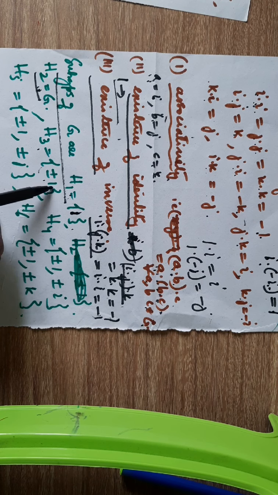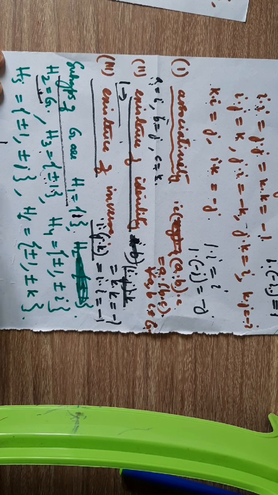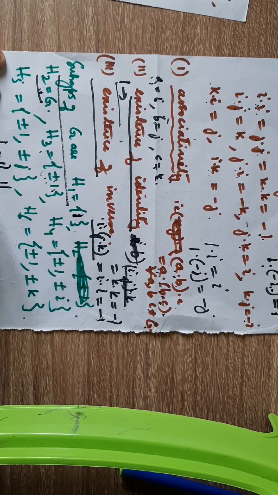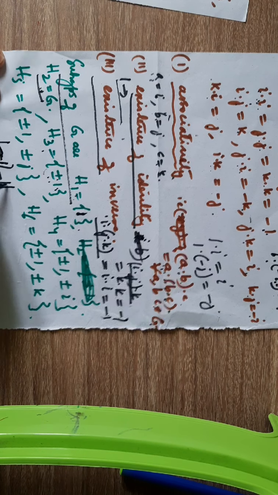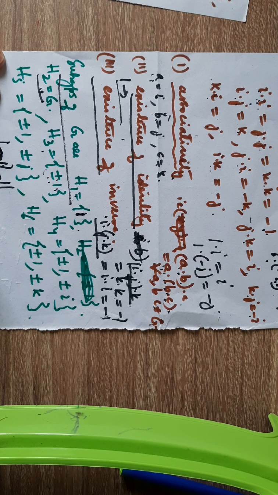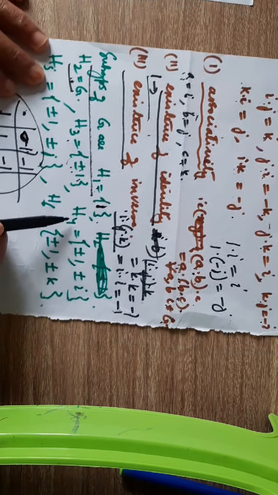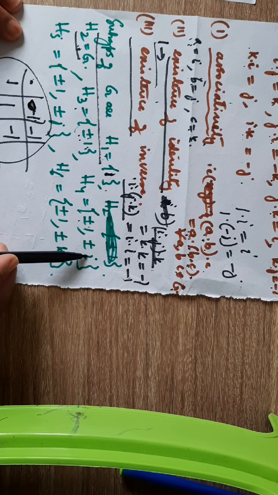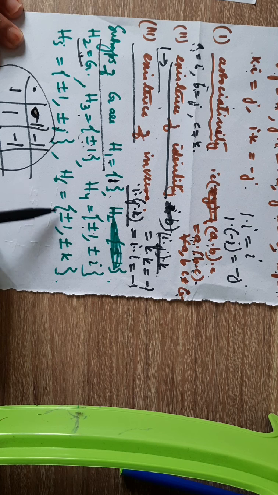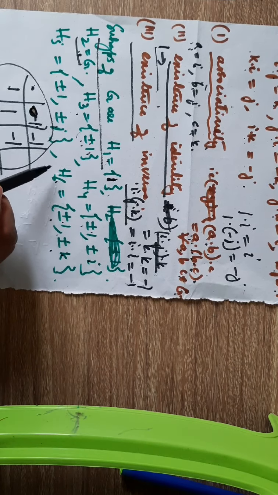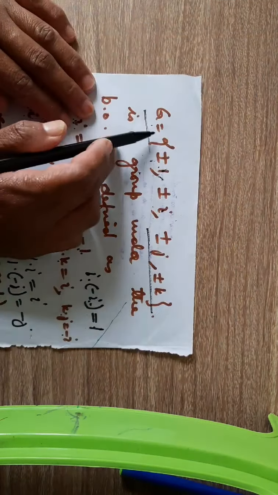Now the other proper subgroup of G here will be H3, which contains only 2 elements, plus or minus 1, because you can check from here that this is 1 and this is minus 1. 1 dot 1 is 1, 1 times minus 1 will be minus 1, minus 1 times 1 will be minus 1, minus 1 times minus 1 will be 1. So you can see that this one will satisfy all the group axioms. Similarly, H4 contains 4 elements, plus or minus 1, plus or minus i, and H5 contains plus or minus 1, plus or minus j, and H6 contains plus or minus 1, plus or minus k. These are the other subgroups of this G.